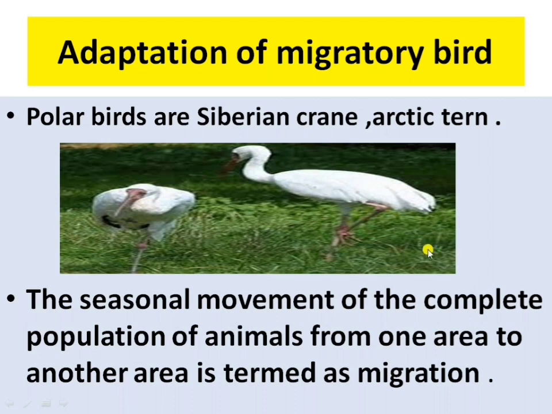Many birds living in cold regions like the Arctic terns and the Siberian cranes migrate to the warmer region when the conditions become very harsh during the snowy cold winters. Okay, they travel thousands of miles to go to warmer regions and come back to their homeland in summer.